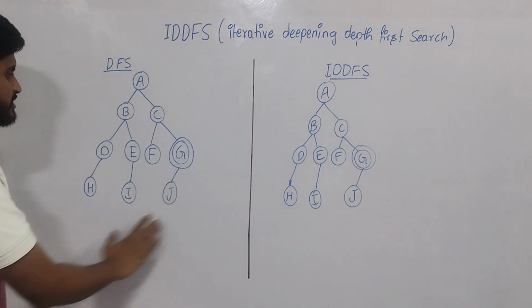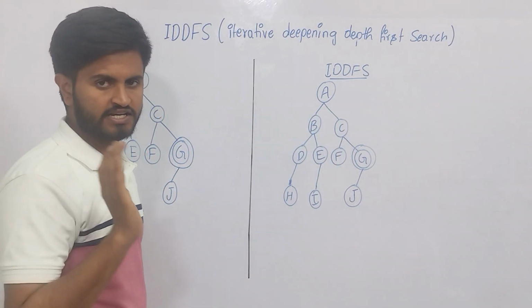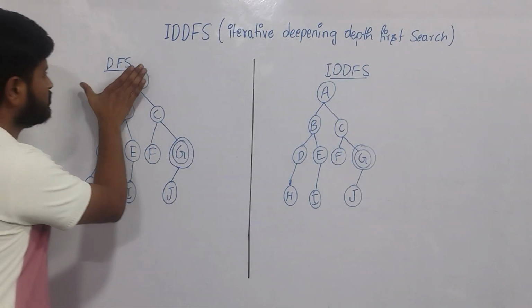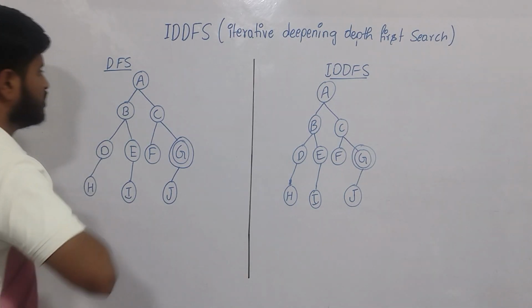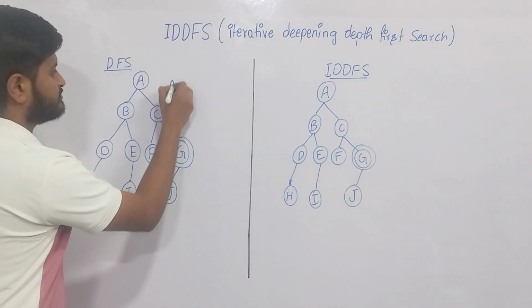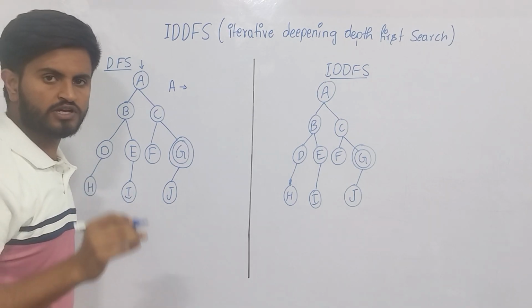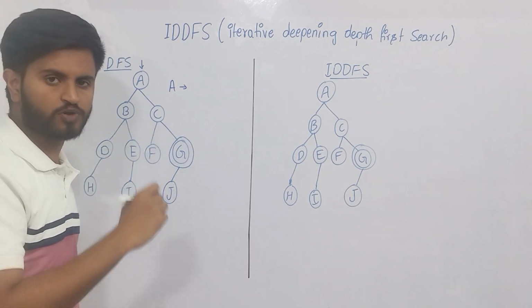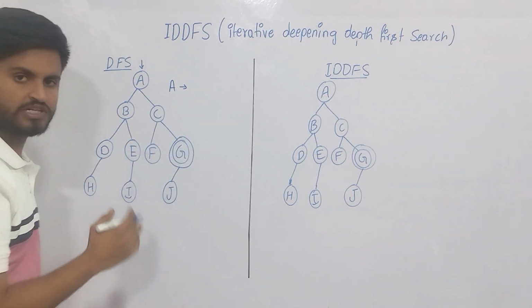So here we have been given a graph. The same graph I took here for IDDFS also. First I will show DFS, then I will show IDDFS. So we will be starting from node A, that is the root. In DFS, what will we be doing? We will be going as deep as possible. First we will be moving towards the left, then we will be moving towards the right.